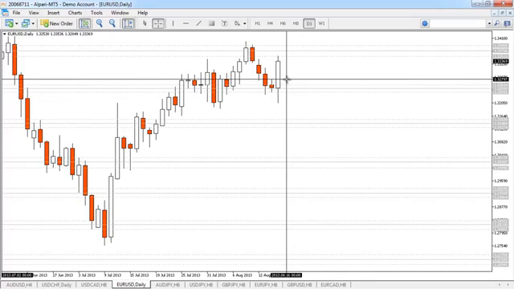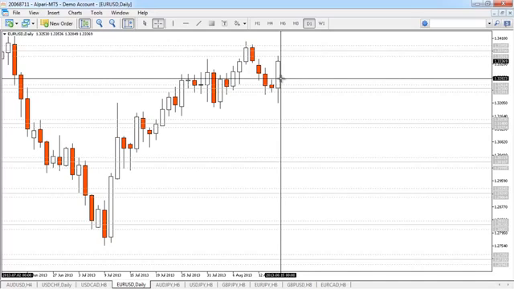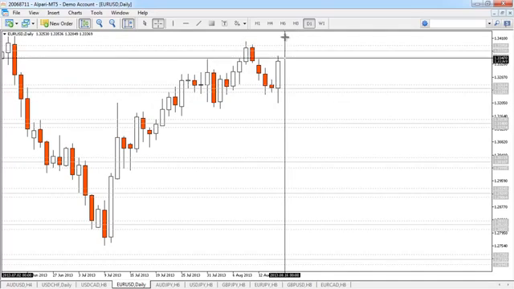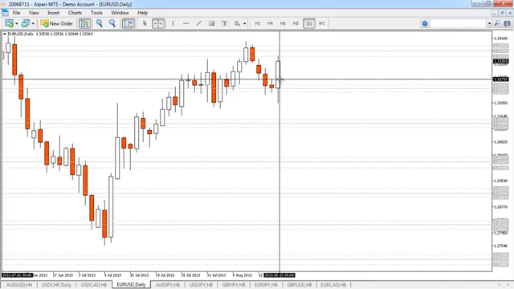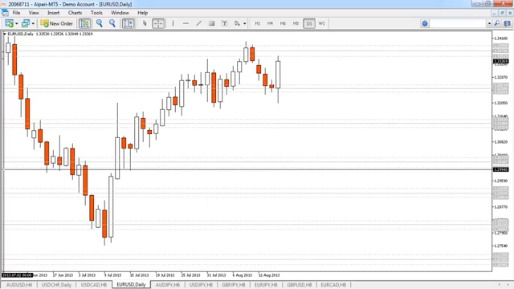But yeah, the entry for this one, like I said, high of the indecision candle, easy entry, and you're going to find most of your entries just end up being the high or the low of the indecision candle. High if you're taking a long trade, low if you're taking a short trade.